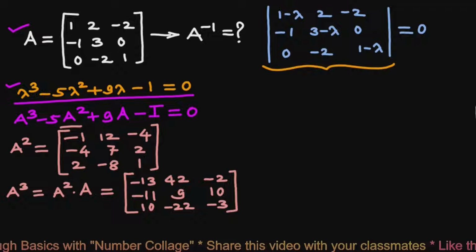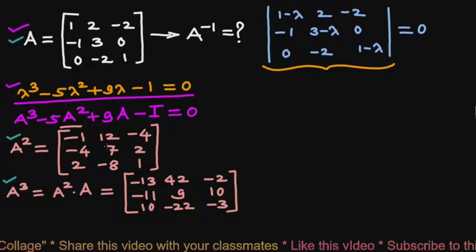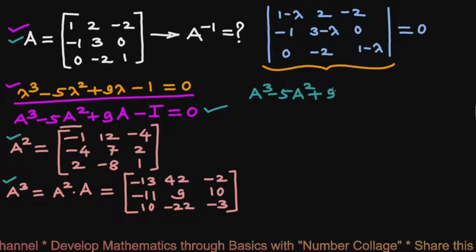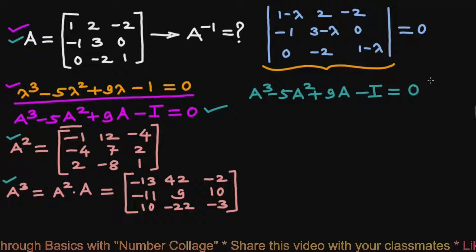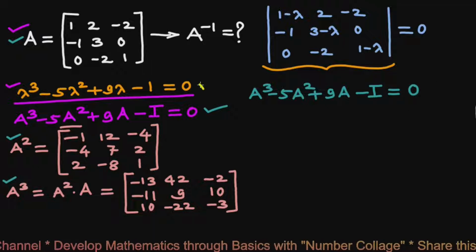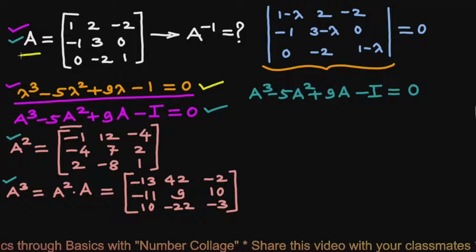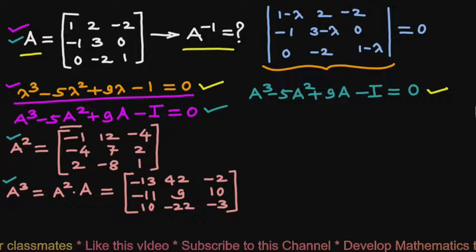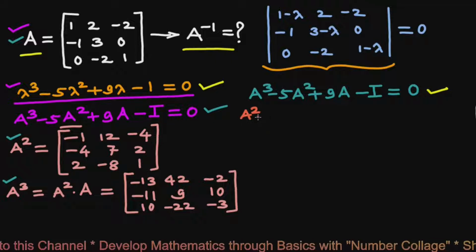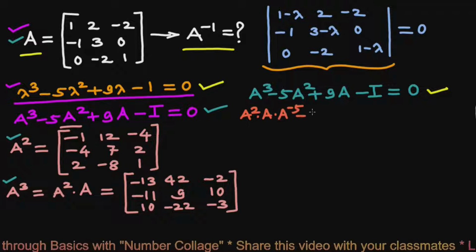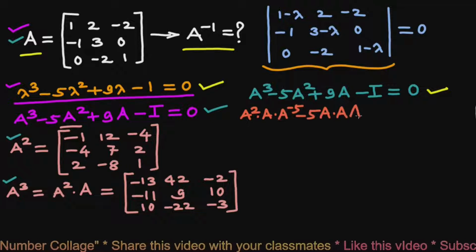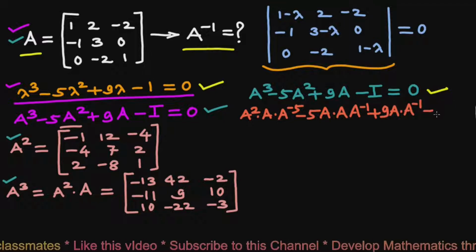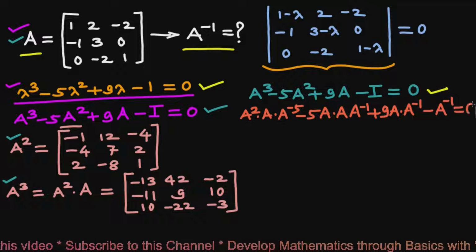After substituting the values of A squared, A cube in this equation, we will get A cube minus 5A squared plus 9A minus I to be a zero matrix, and hence we verify that this characteristic equation is satisfied by A. Now, in order to find out A inverse, we will multiply this equation throughout by A inverse. So that will be A square into A inverse minus 5A into A inverse plus 9A into A inverse minus I into A inverse will be A inverse equals 0 matrix.